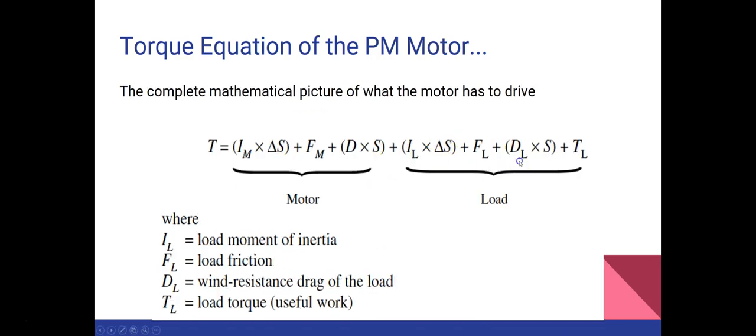Now let's see next. When the motor is connected to an external load, it will certainly have its own moment of inertia, friction, and there is now an external load torque which is attached over here. So an additional moment of inertia, friction, load, and drag factor will be added to it. That's why we got this equation for the torque. This is a complete mathematical equation, and these factors are for the motor, and these factors are for the load.